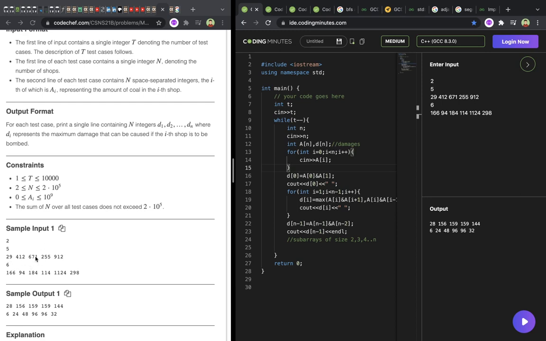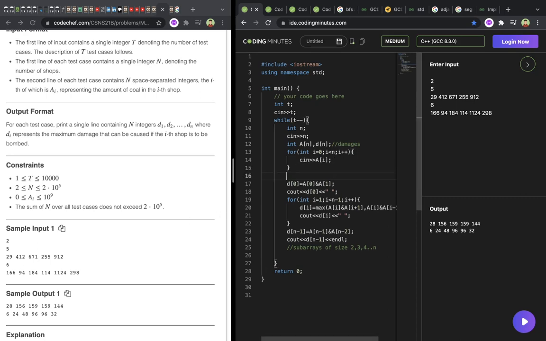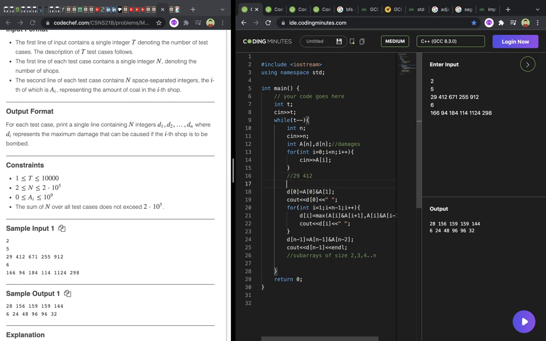But for a number in between, like 412, you have two choices. This can occur in two subarrays of size 2, namely 29 and 412, and 412 and 671. These are two subarrays that can contain this number. I'm talking about subarrays, so these have to be continuous. It's not a subsequence.